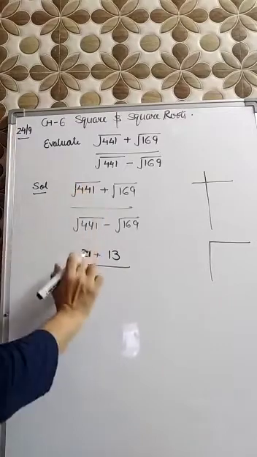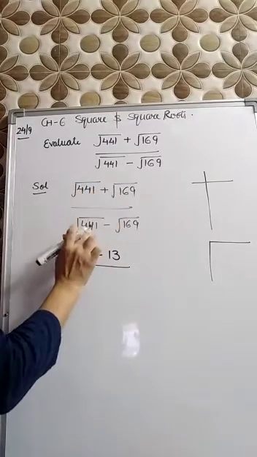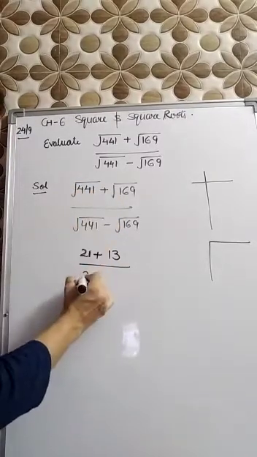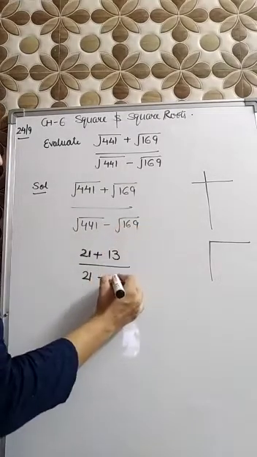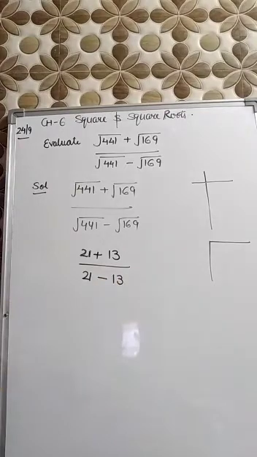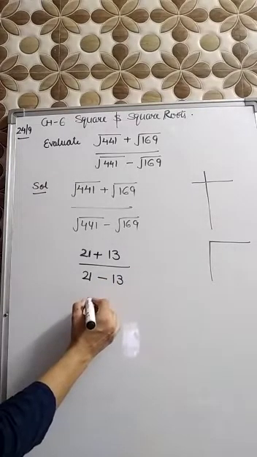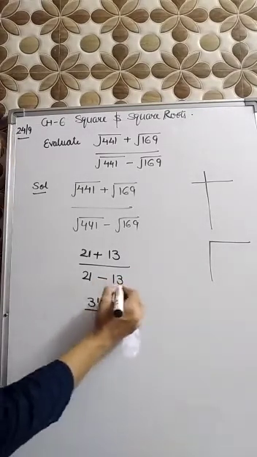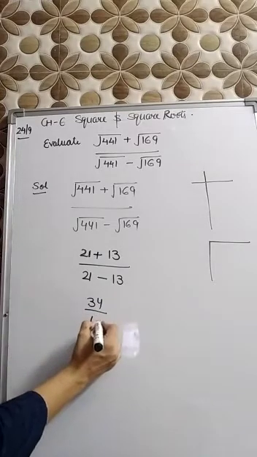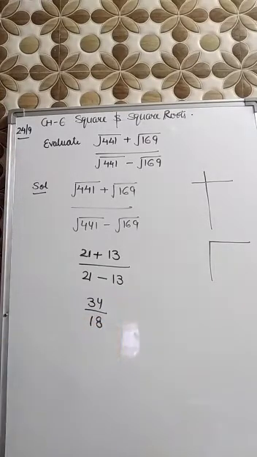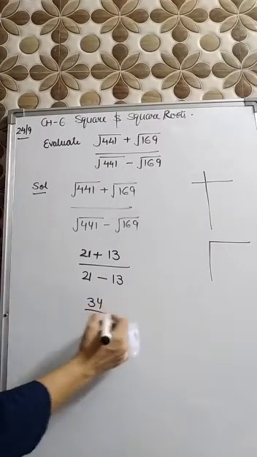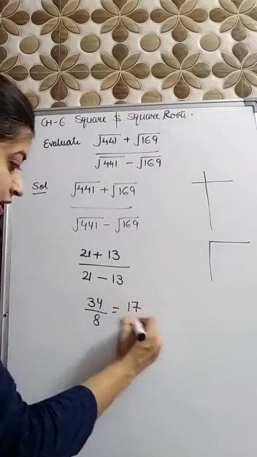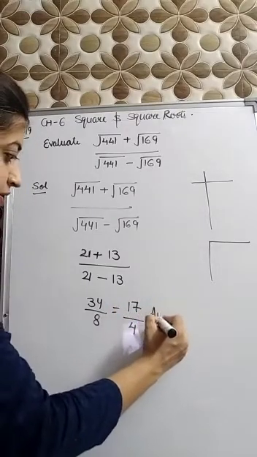Square root of this I have written with plus sign. Now the square root of 441 is again 21, minus I have written, and the square root of this term is 13. When you add them, what you will get? This will give you 34. When you subtract it, you will get 8. So cancel it out, 17 upon 4. So this is your answer.